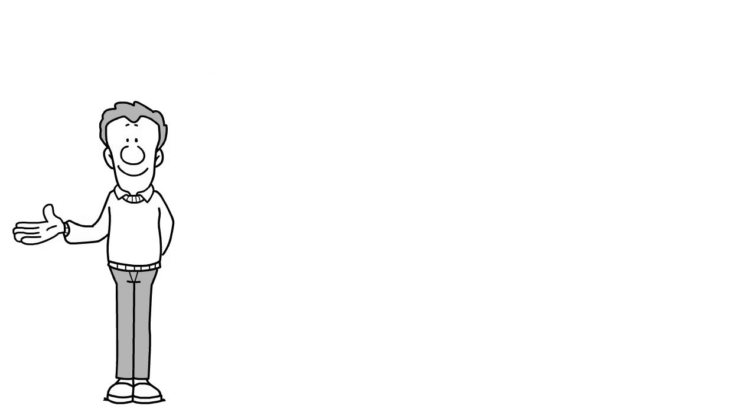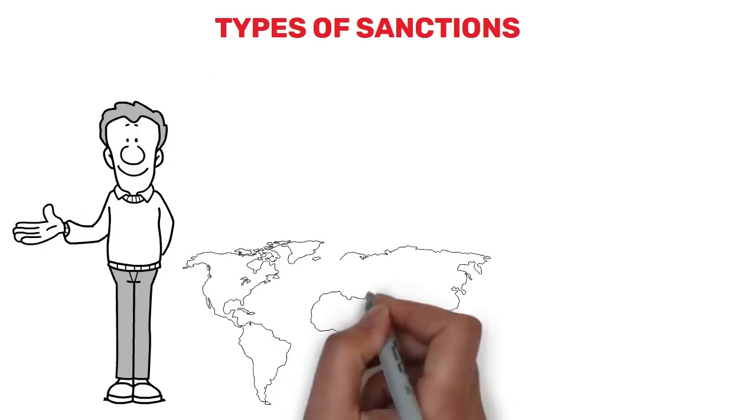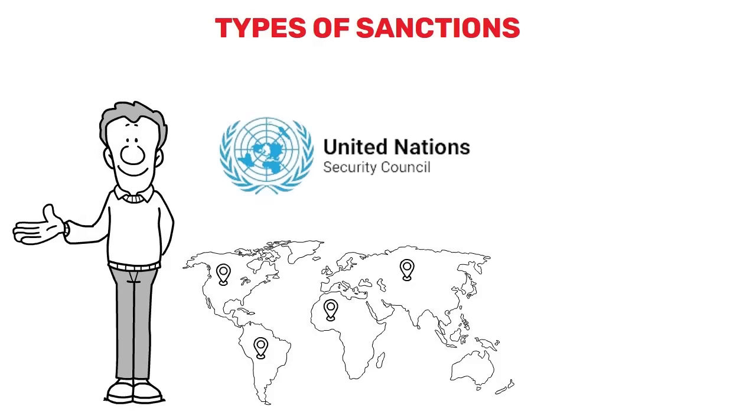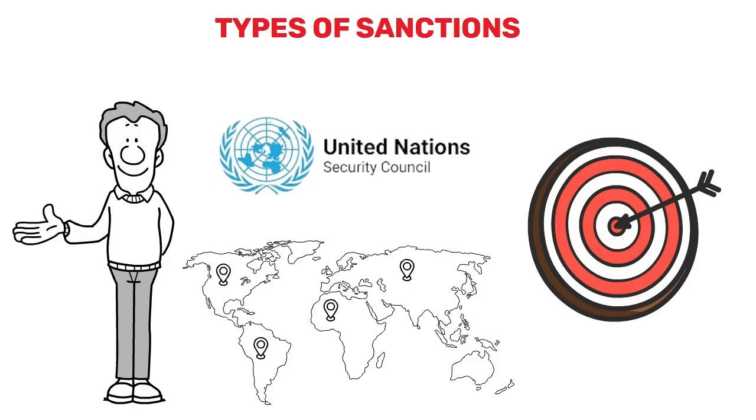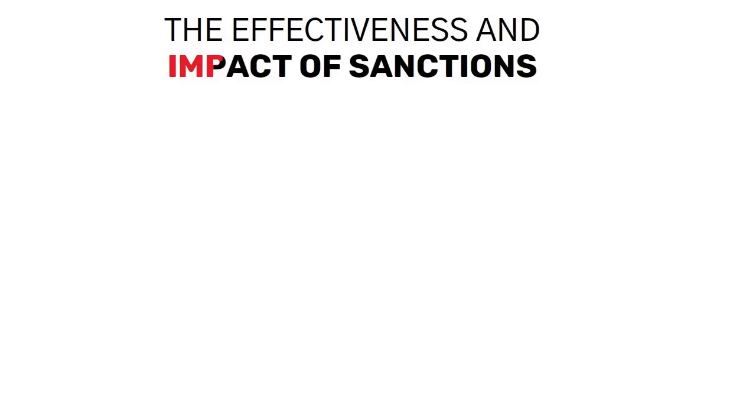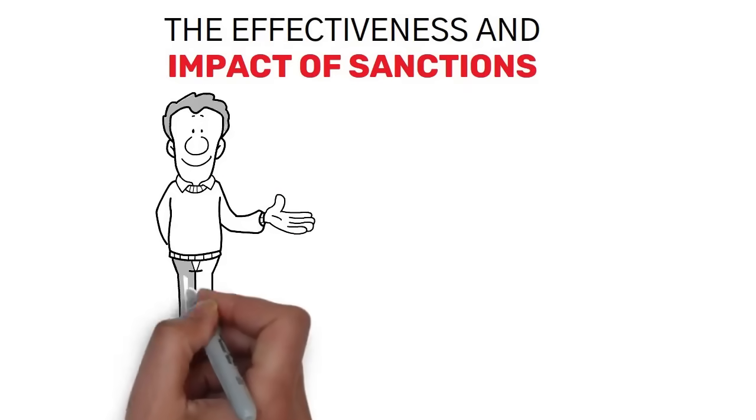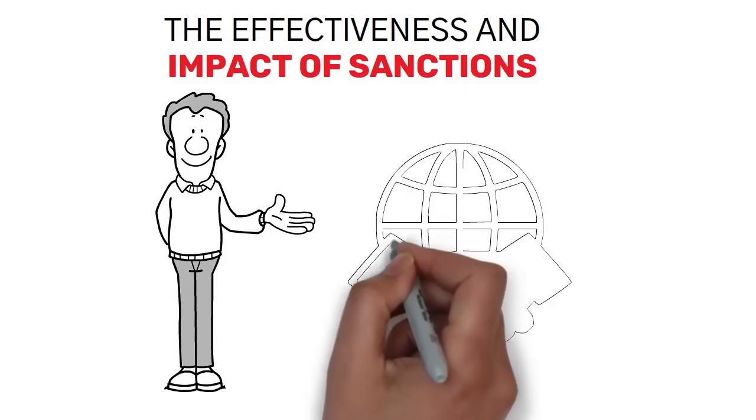These are just some examples of the types of sanctions that can be employed by countries or international organizations to achieve various objectives. The effectiveness and impact of sanctions depends on several factors, such as the level of international cooperation.